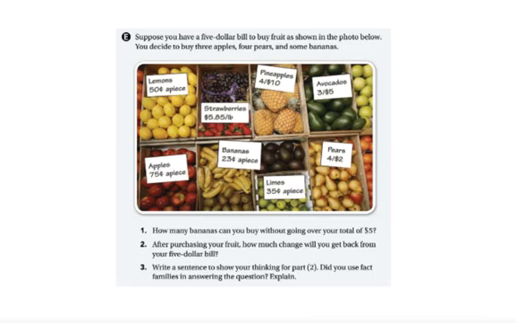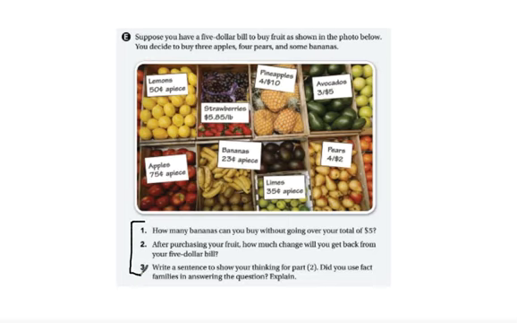All right, part E. It says suppose you have a $5 bill to buy fruit as shown in the photo below. You can see your photo here and you can see how much each piece of fruit costs, or the total for the group. You decide to buy 3 apples, 4 pears, and some bananas. So you're going to work your way through 1 through 3 here.